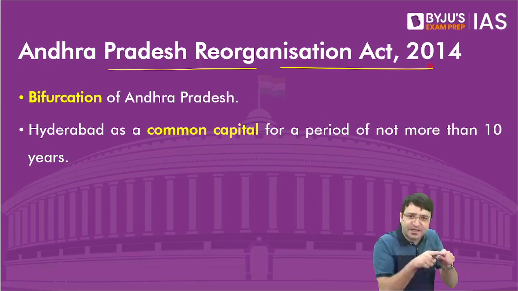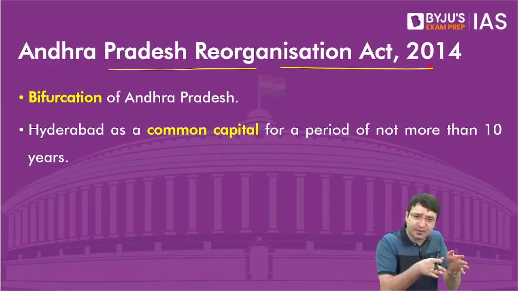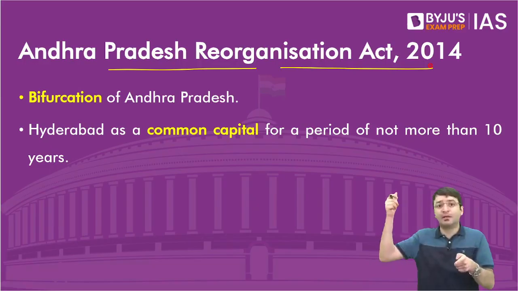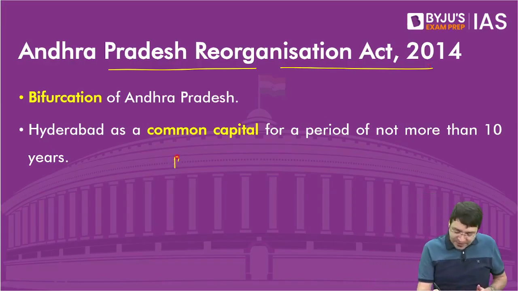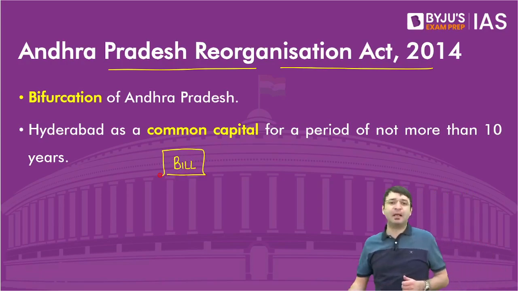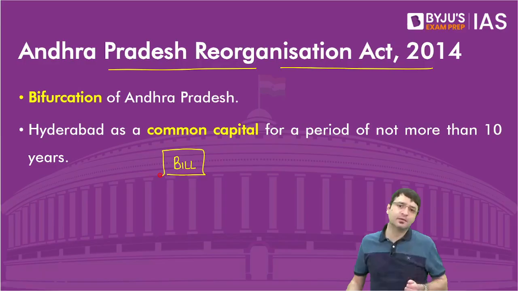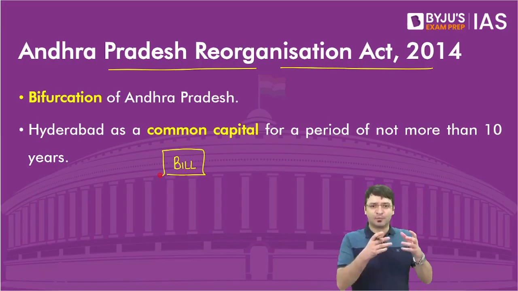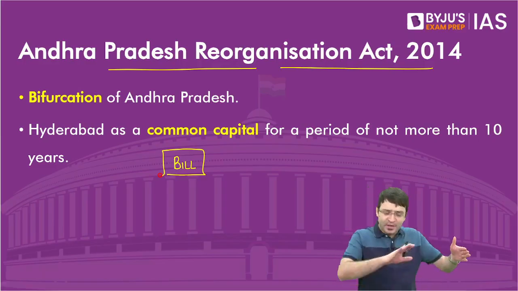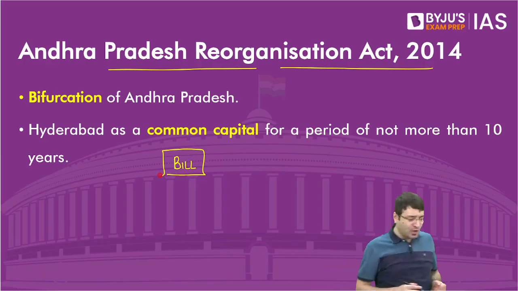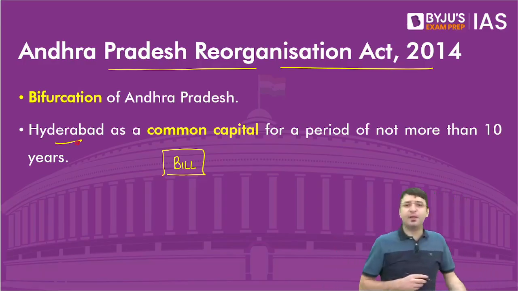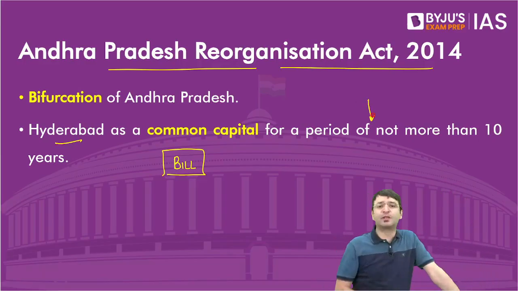Because if we have to split a state, who has the power to pass a law to split a state? Parliament, under Article 3 of the Constitution. And for that, first we need a bill. What is a bill? A proposal. What is the proposal? The proposal is to split Andhra Pradesh into Andhra Pradesh and Telangana. The proposal was that Hyderabad will be a common capital for not more than 10 years.